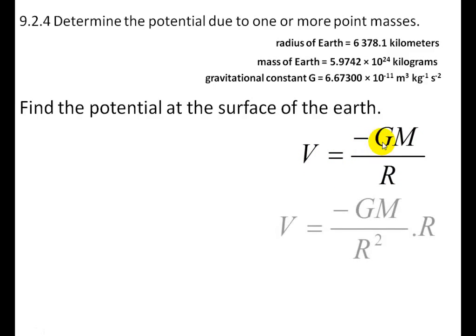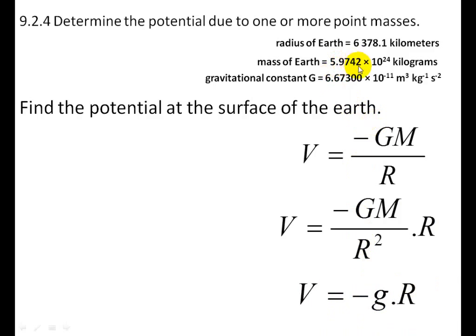But there's a little trick you can do. You know GM over r, if you multiply by r over r, you end up with GM over r squared times r. But what is GM over r squared? You know that this is equal to the gravitational field strength, g. So V, the potential, is equal to minus g times r.